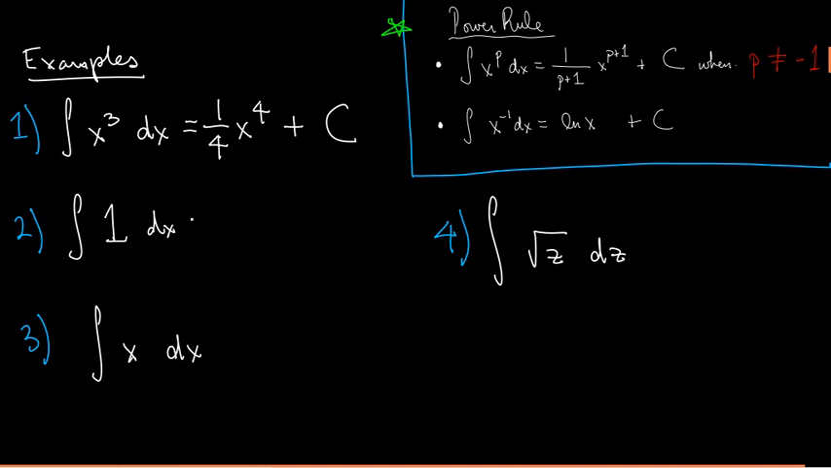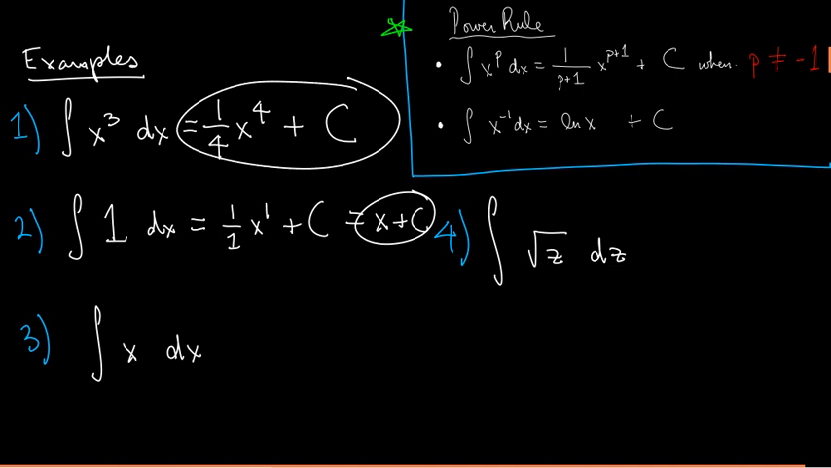Okay, let's integrate the number 1. This is also a function. What's the power? This time the power is 0, because anything to the 0 power is just 1. So what do you get? You get 1 over 0 plus 1, which is 1, and then x to the power 1, plus a constant, and of course that's just equal to x plus c. All right, so that's for the second example. This was for the first example.